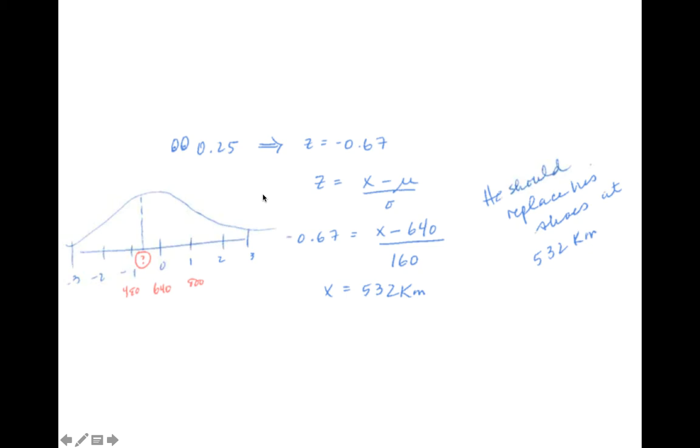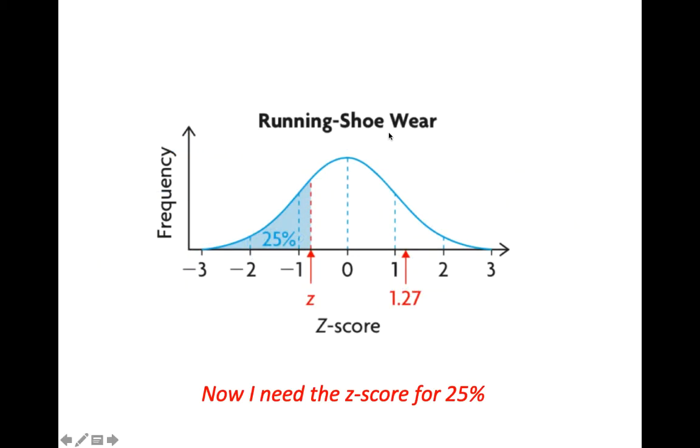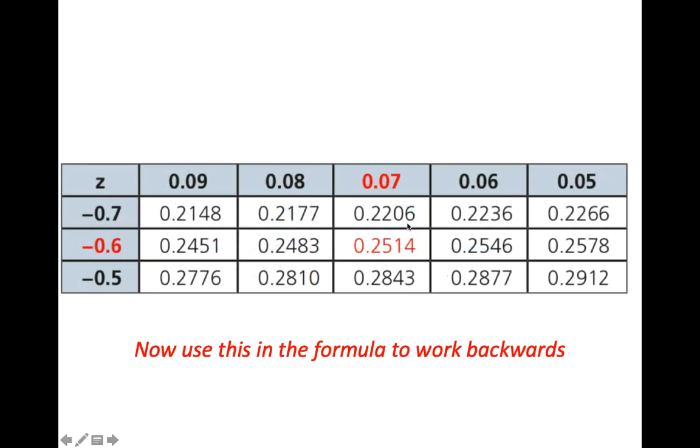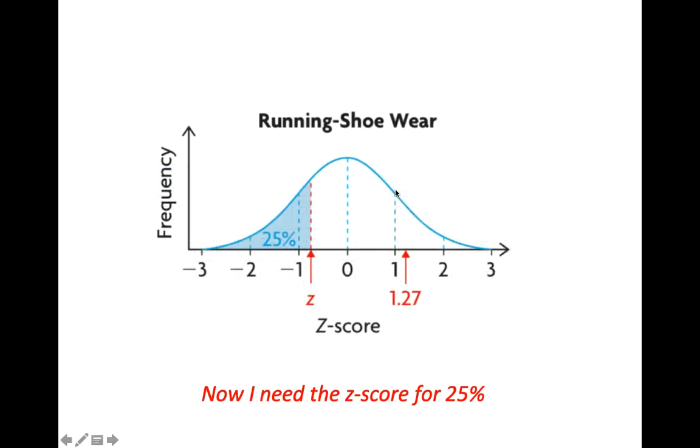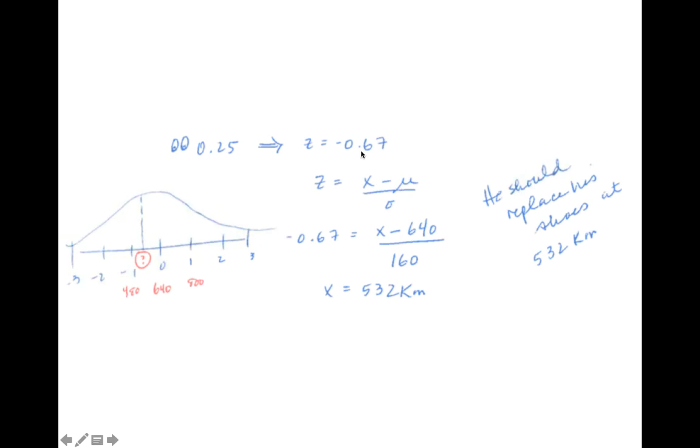So I'm going to zoom in on a section of the negative z-score table and see if I can find 0.25. So I find it here. I notice it's also close to this one, but it's 17 away from this one and 14 away from this. So I'm going to use this one, negative 0.67, as my z-score. Let me keep on going. So I know that my z-score is negative 0.67.